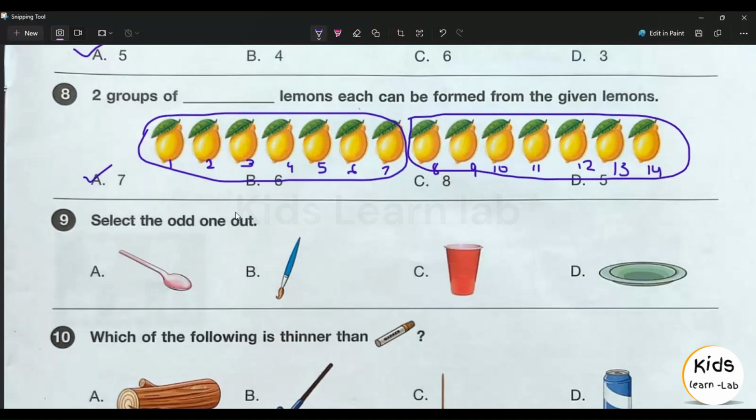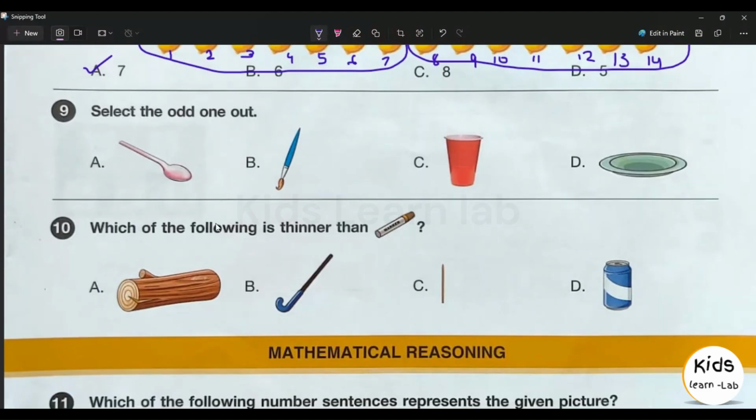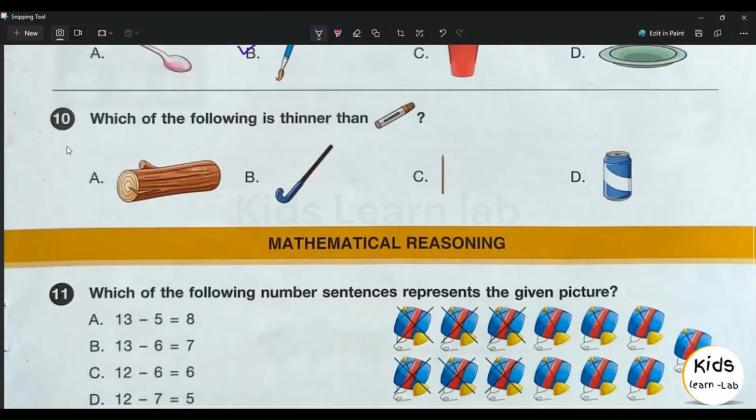Ninth one, select the odd one out. Spoon, paintbrush, glass, food plate. So spoon, glass, plate are related to food, paintbrush is related to painting. Option B is the right answer. 10th question, which of the following is thinner than a marker? Log, stick, and a pin. Coke tin is given. So pin is thinner than a marker. Option C is the right answer.